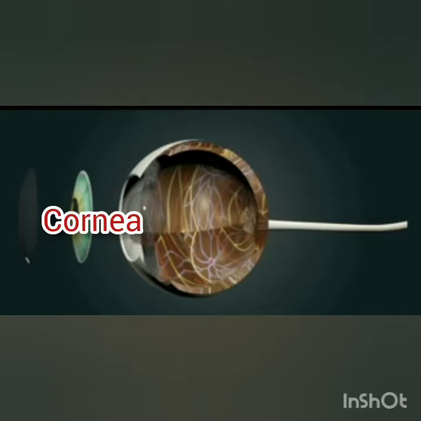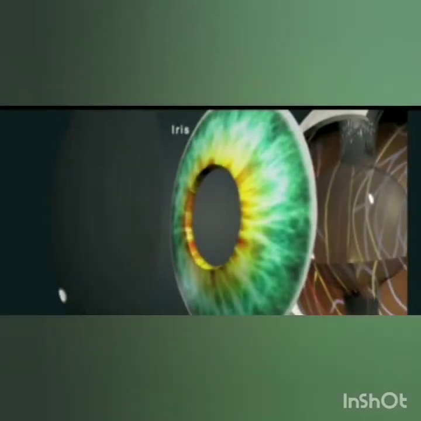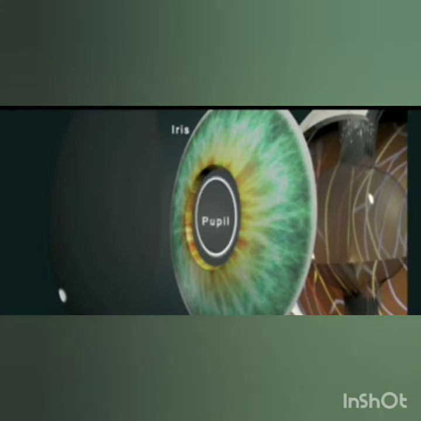And you can see a transparent circular disc-like thing which is called the cornea, and it is present in the sclera itself. Just below the cornea is the iris. The iris is what gives color to the eye. If you see green colored eyes, you're actually referring to the color of the iris there. Then this iris layer has a hole in the middle which is called the pupil.